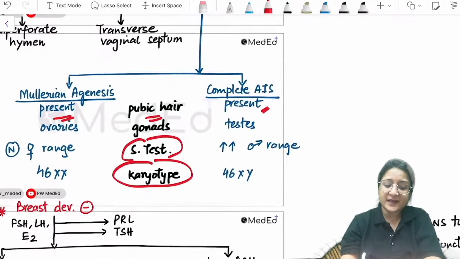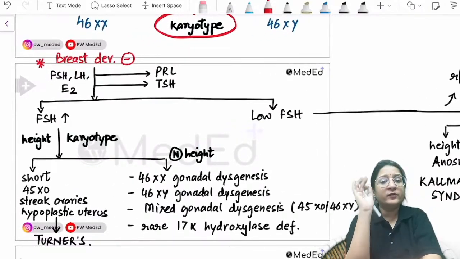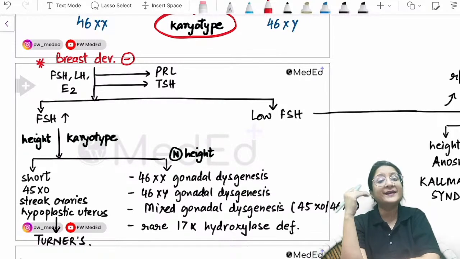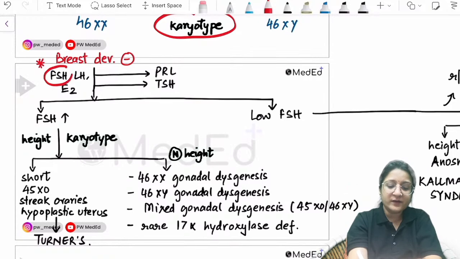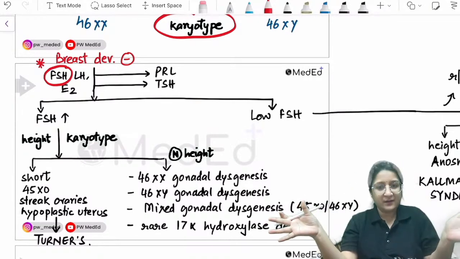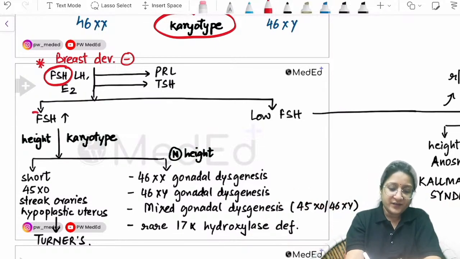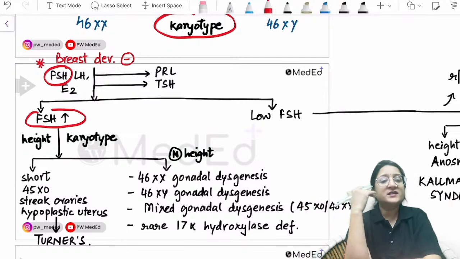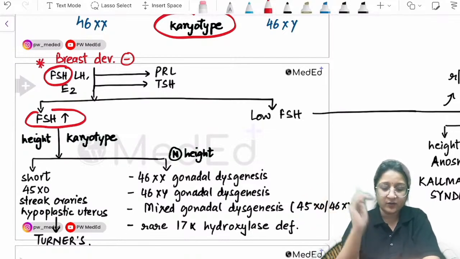When breast development is absent, then we definitely go for the full hormonal profile workup: FSH, LH, estradiol, prolactin and TSH levels should also be done. But if they ask you for one hormone, the most important one is FSH, because FSH helps you streamline the differential diagnosis into two different directions. So if your FSH is high, then of course it is a gonadal cause. It is gonadal dysgenesis of some kind or the other.